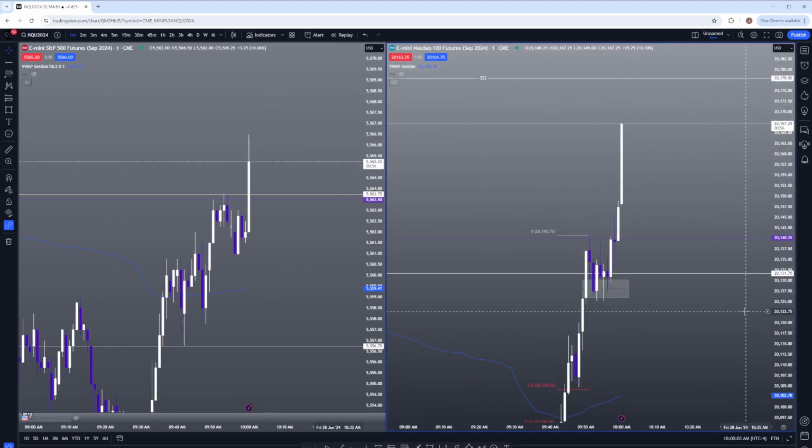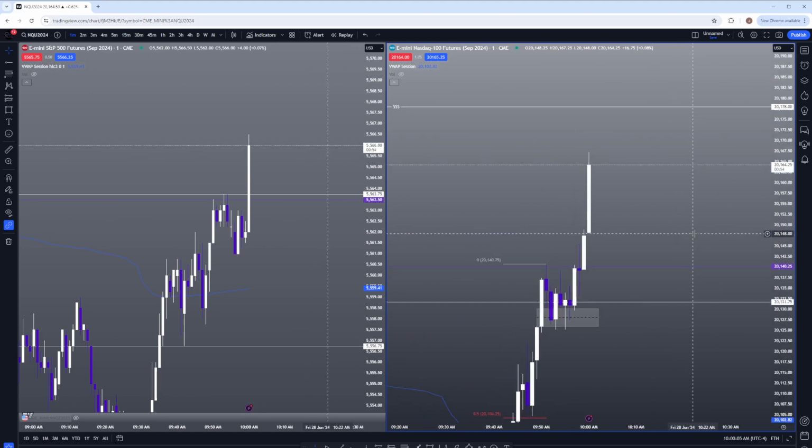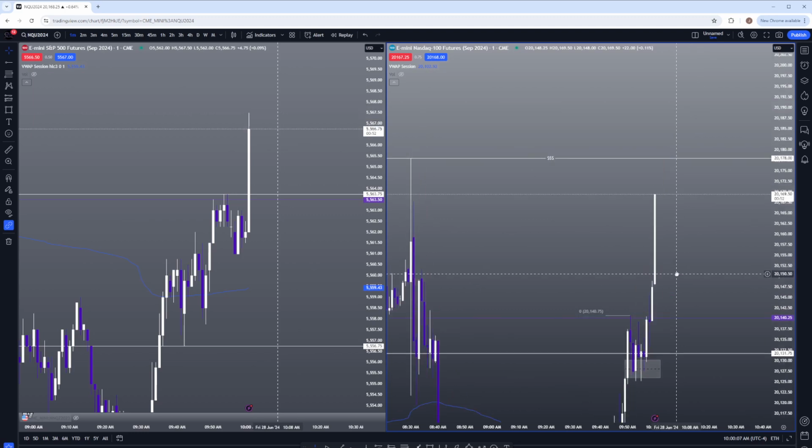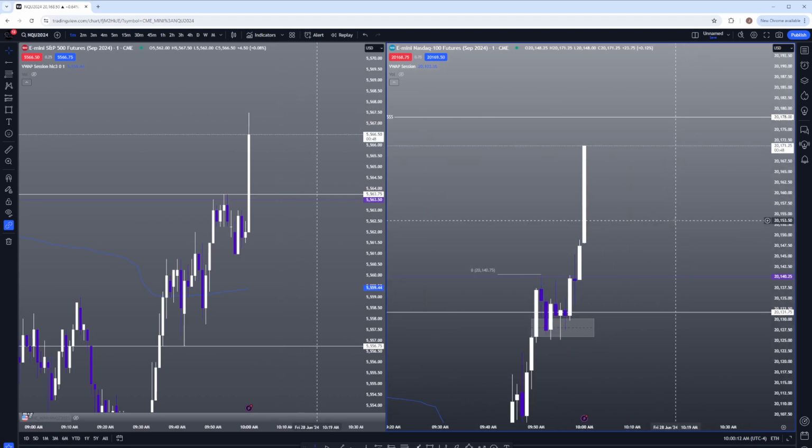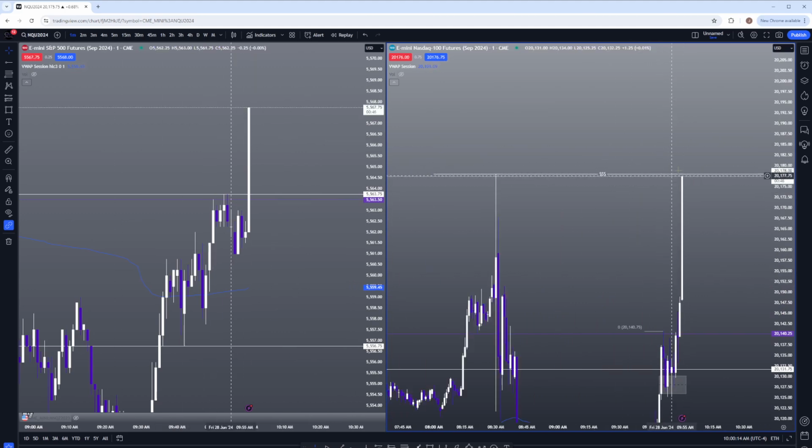Well, look at that. Look at that. I would definitely be looking to take off some profit, take off some TP here if I was still holding this position. And then I'd be looking at this high as a good TP level.